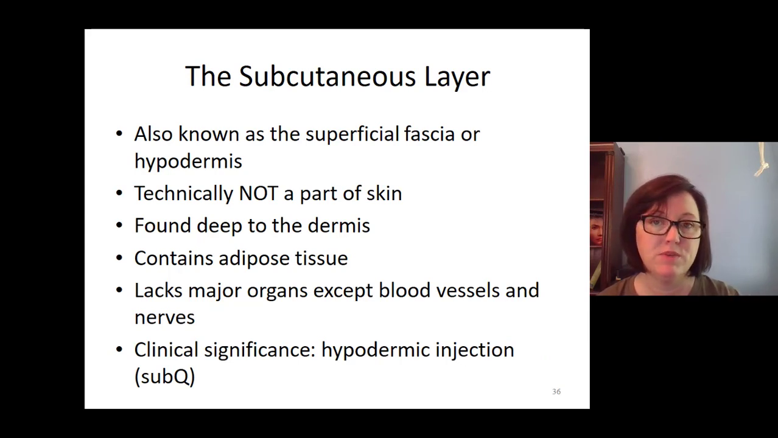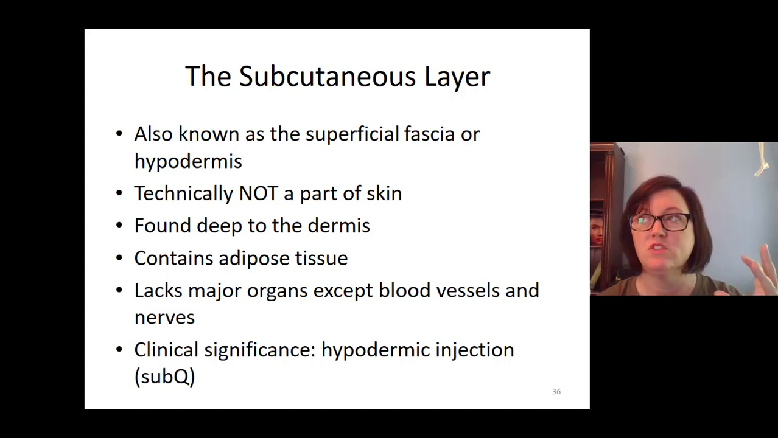Now I want to talk about the subcutaneous layer. This is technically not a layer of skin, but it is located just deep to the dermis, so I think it fits well here. The subcutaneous layer is also known as the superficial fascia or hypodermis. Now the word hypodermis is kind of obvious. Hypo, below the dermis. Subcutaneous, sub meaning below the cutaneous skin layer. Right? Superficial fascia, that one's a little bit more complicated.